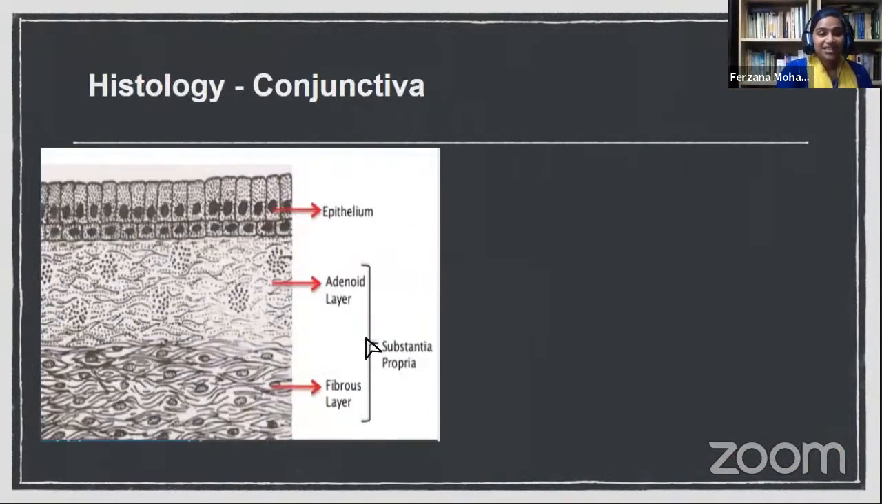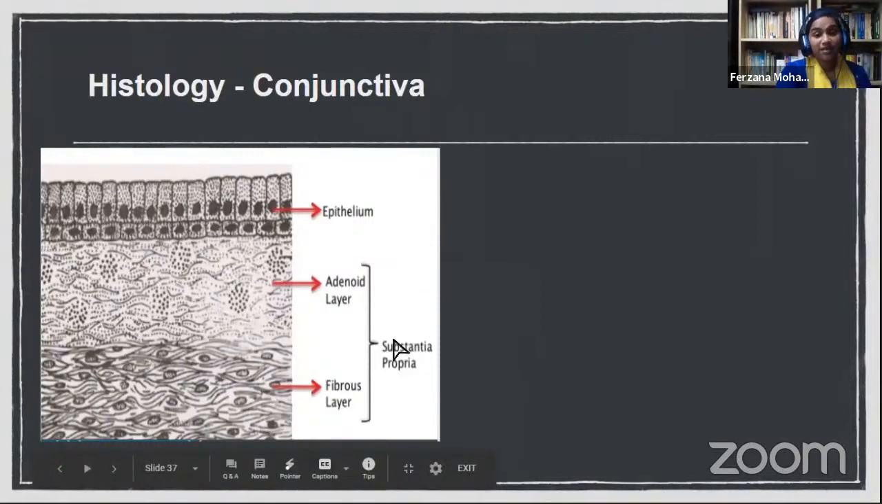The histology of the conjunctiva: there is the fibrous layer at the bottom, which contains the accessory lacrimal glands. Then there is the adenoid layer, which contains the conjunctiva-associated lymphoid tissue, which is responsible for mucosal immunity. And finally, the epithelium.